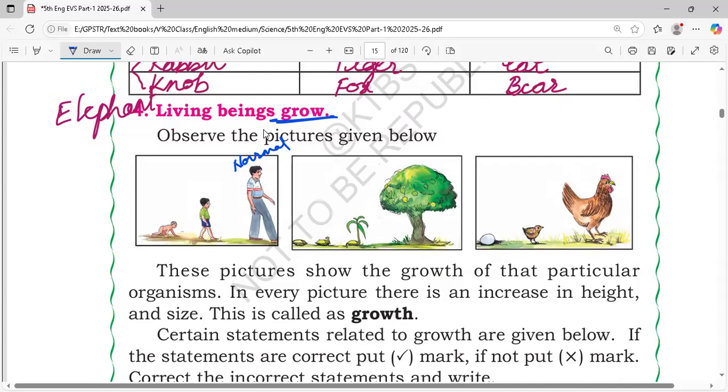In every picture, there is an increase in height and size. This is called growth of a particular thing or animal. Increase in height and size of a particular animal is called growth.